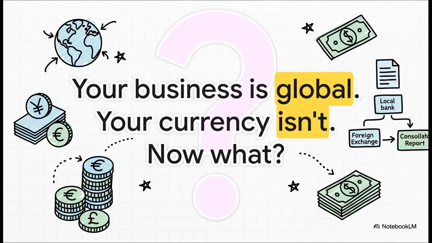So, just imagine this for a second. Your company's crushing it. You're making sales across Europe, so euros are flowing in. You're sourcing materials from Japan, so yen are flowing out. But back at headquarters, the board, your investors, they need to see everything in US dollars. How on earth do you make that happen?